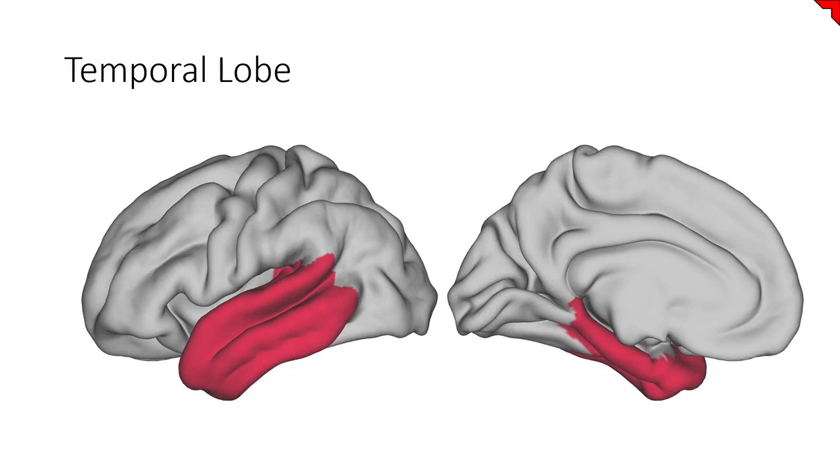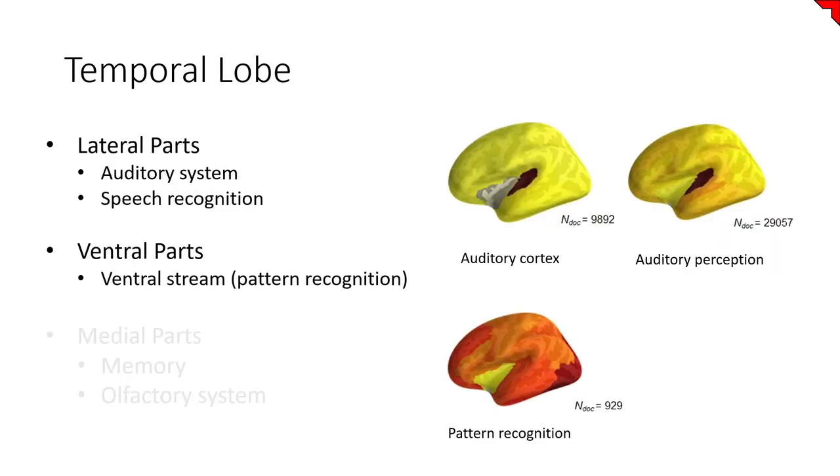Then the next lobe we need to talk about is the temporal lobe, which has the main function of receiving auditory information and interpretation of this information. So if we look from the lateral side here, we see this auditory system that receives its input from the ears, basically. And here on this inflated brain, it is quite easy to see.